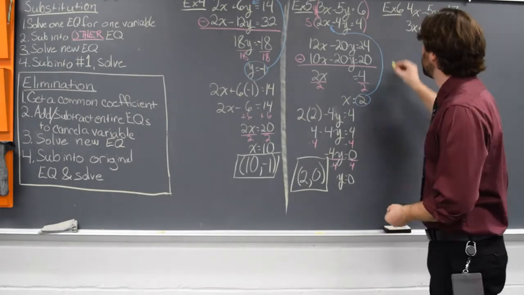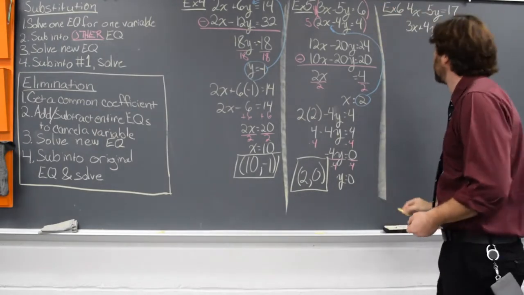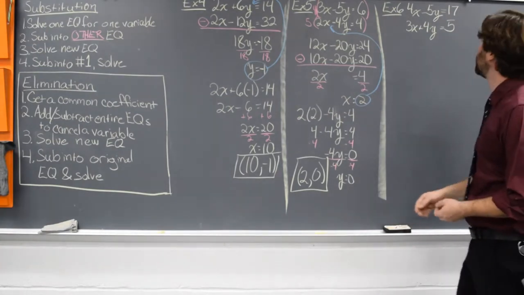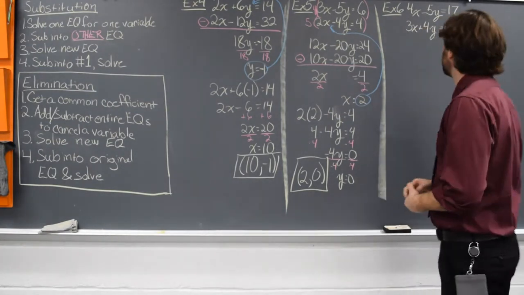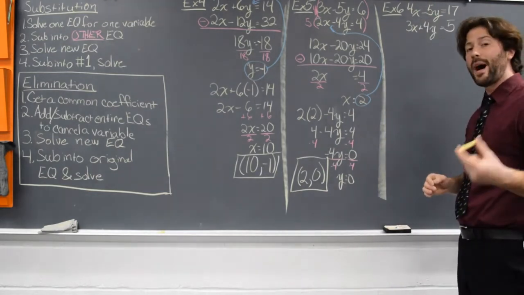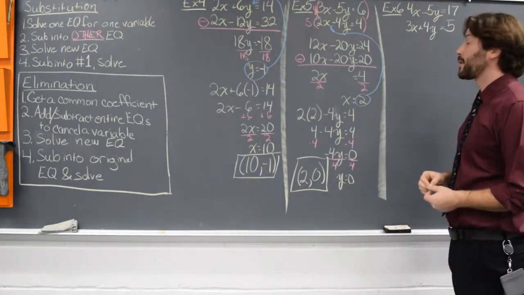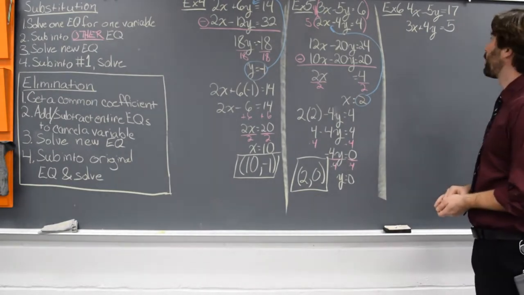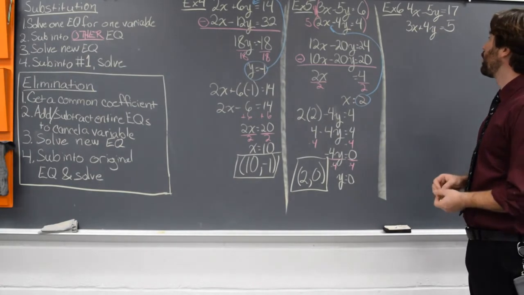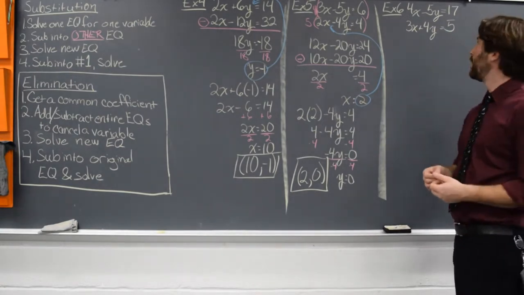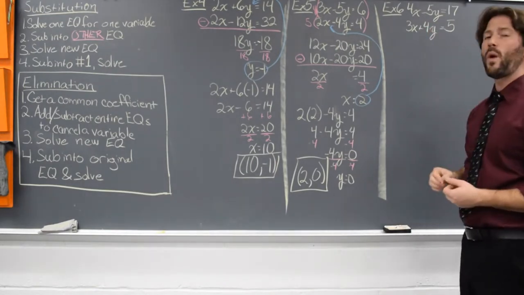Okay? Now, last one. Okay, same thing to start with. I've got 4x minus 5y equals 17, and 3x plus 4y equals 5. Now, I need to get a common coefficient in front of one of those variables. And there's really no wrong answer. Tell you what, I'm going to eliminate y again.